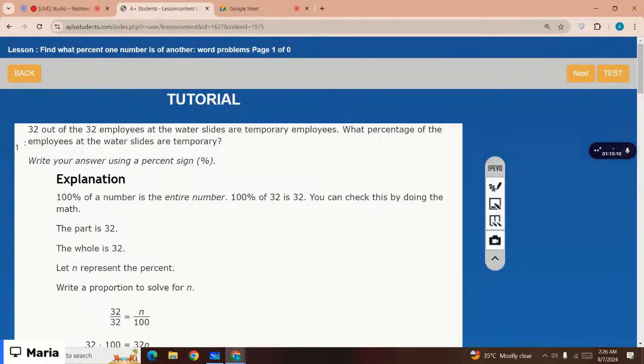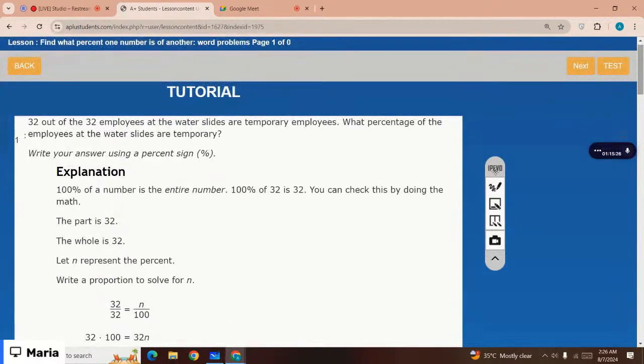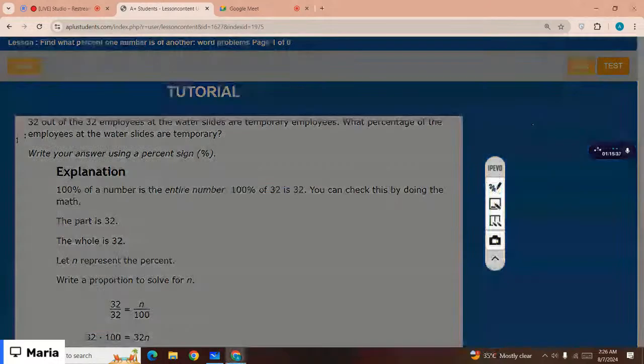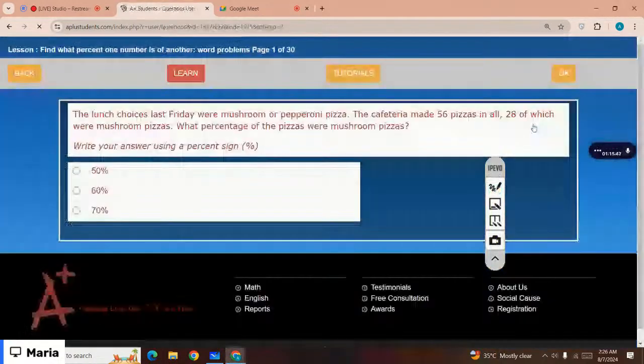Okay, 32 out of 32 employees at a water slide are temporary employees. What percentage of the employees at the water slides are temporary? You have to find what percent of them are temporary. So the total employees are 32 and 32 out of 32, right? 32 out of 32 means 100%, like all the employees are temporary employees, right? Think logically. Let's just start with the test questions.